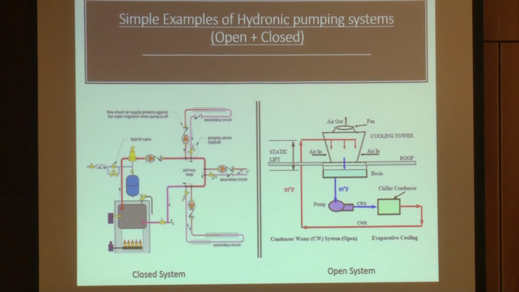Most closed systems, we say, are very forgiving. The worst thing that happens in a closed system is you get an air leak in the system, and then you have a really, really upset and mad pump. But in most other cases, closed systems are very forgiving.